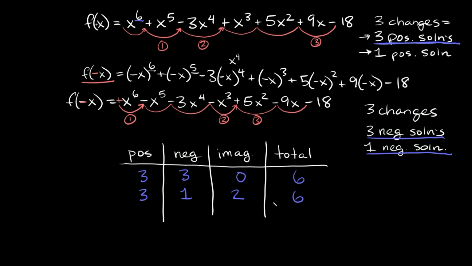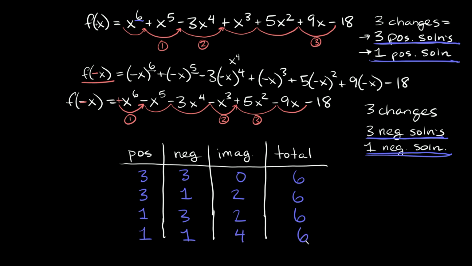Now the other 2 scenarios, and I'm going to make this a little bit longer. The other 2 scenarios we might have is 1 positive solution, right, with 3 negative solutions. So in this case, how many imaginary would we have? We would again have 2, right, for a total of 6. And then lastly, we might have 1 positive solution with 1 negative solution, right? So then that would mean we would have 4 imaginary solutions here for, again, a total of 6, right? So these are all the possible combinations of solutions that we could have for this polynomial.